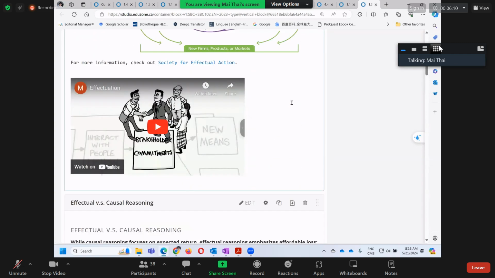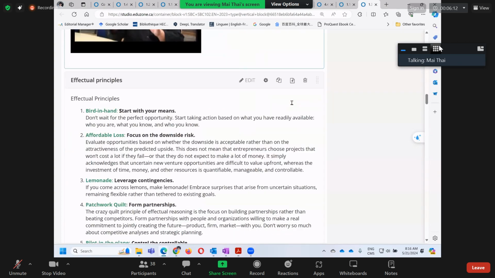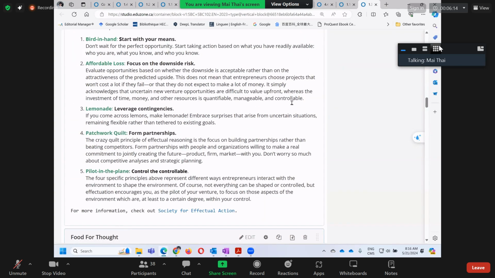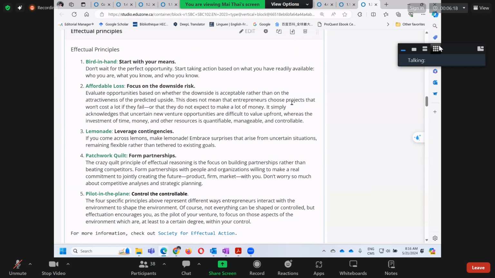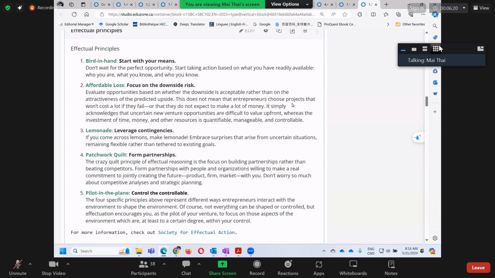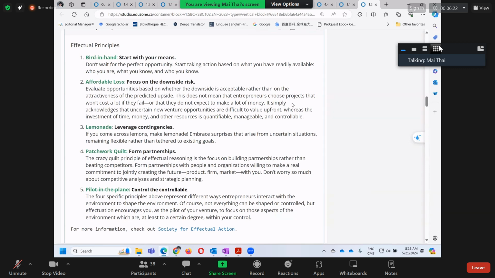Yeah, so there are like the 5 principles that are very important. A bird in the hand, affordable loss, lemonade, patchwork quilt, and pilot in the plane. These are the most important parts of effectuation. Why do we teach that this time? Any idea?